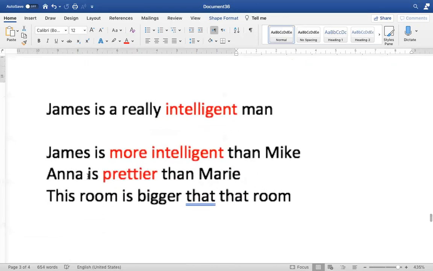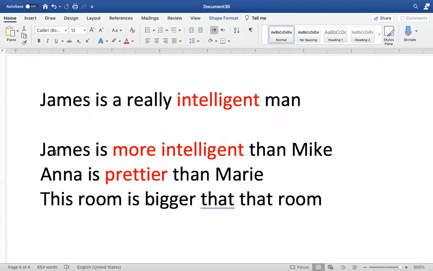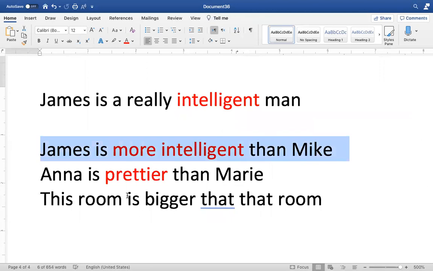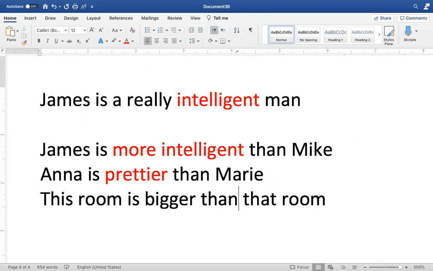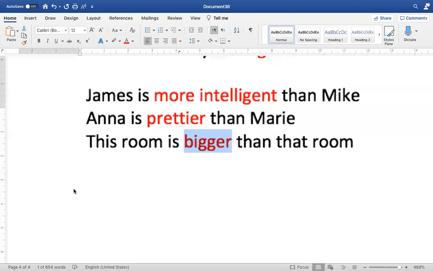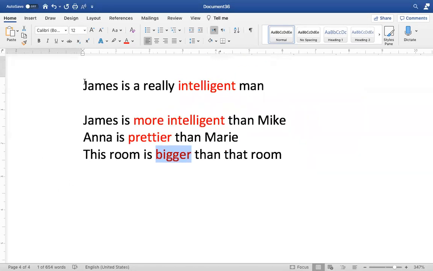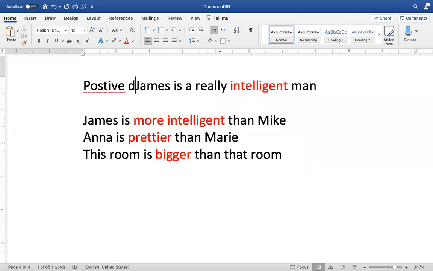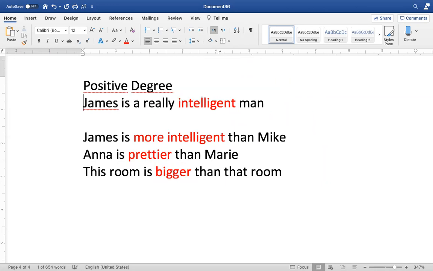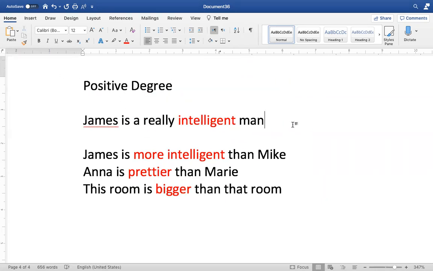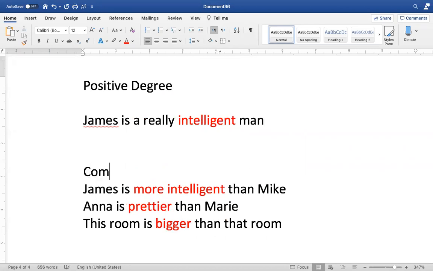All right, so you basically see here, with all adjectives in the comparative form, we say James is more intelligent than Mike. Anna is prettier than Mary. This room is bigger than that classroom. And if you want to make it in the superlative form, this is going to be the positive degree. Then you've got the comparative degree.